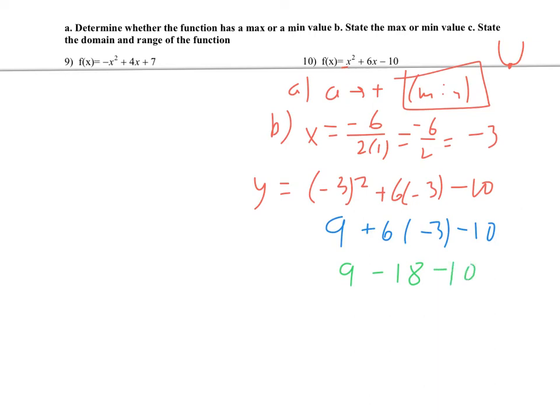And now we'll do our addition. So 9 minus 18 is negative 9, minus 10 is negative 19. So negative 19 is our answer for part B. And then lastly, we need the domain and range.